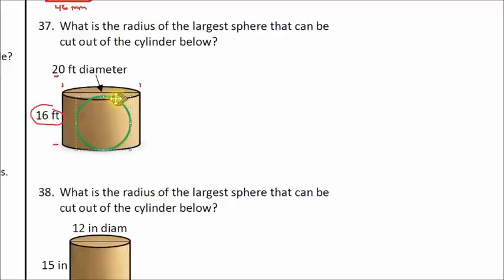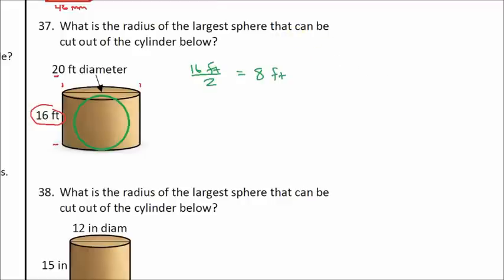You're going to see there's going to be room on the left and right side. That's okay. We can't go any bigger than that because if we do, the sphere is going to start popping out of the top. It's not going to be able to fit inside. So if we circle the smallest diameter and then divide that by 2, that's going to give us our radius. So we're going to take 16 feet and divide it by 2, and that's going to tell us the largest sphere that we can fit inside this cylinder is going to be 8 feet.